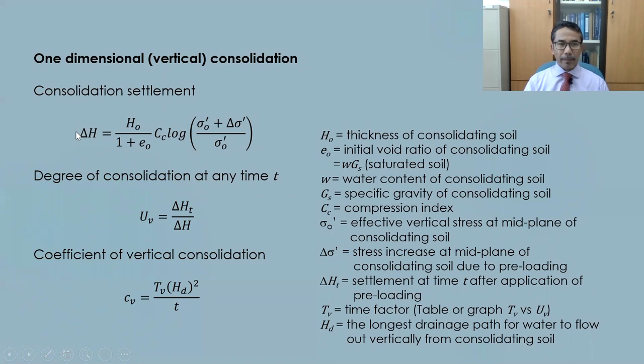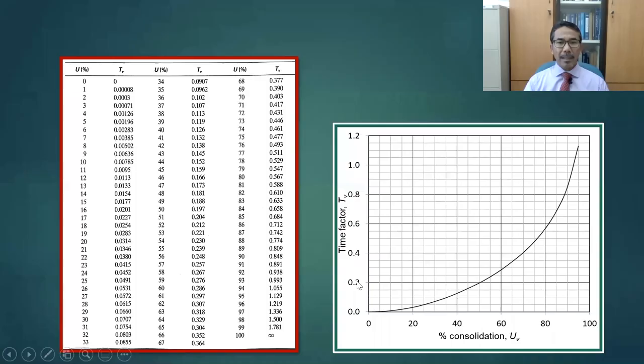Another equation is the coefficient of vertical consolidation, which is given as small c sub v equals T sub v multiplied by H sub d squared divided by t. This T sub v is the time factor. Let's take a look at this. This is the table of U and T sub v. U is the degree of consolidation.